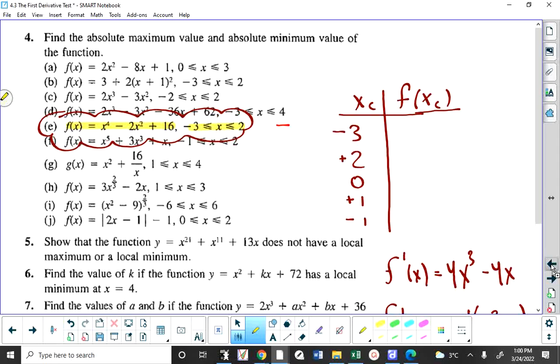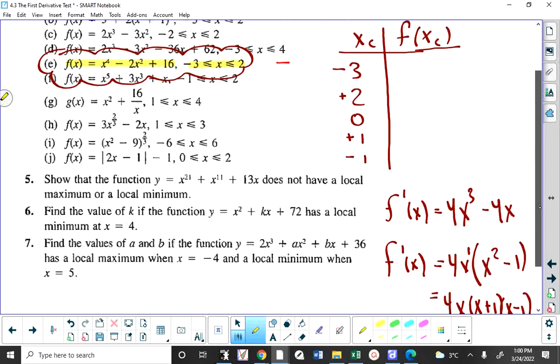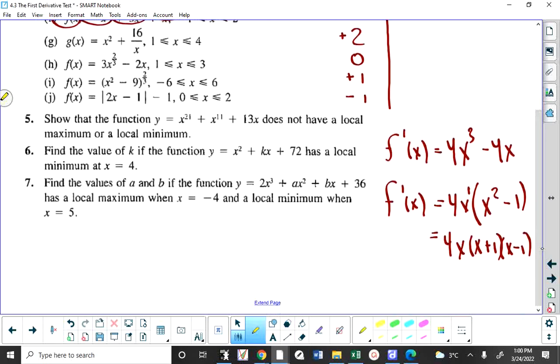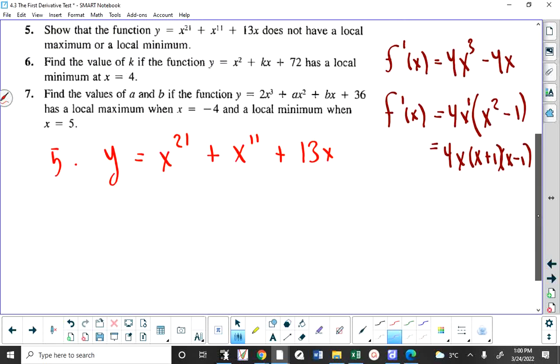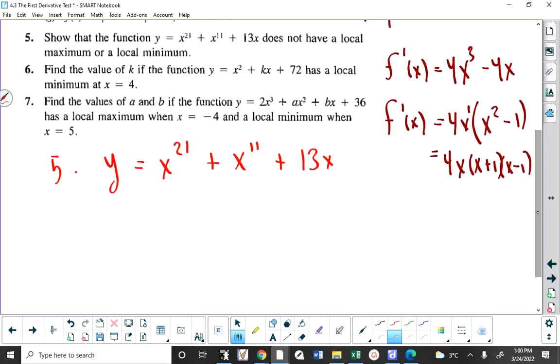Number 5. Show that this function does not have any max-mins. So we have, for number 5, y is equal to x to the 21 plus x to the 11 plus 13x. And this is going to be very close to what we talked about yesterday with the question that I believe Mackay asked about.